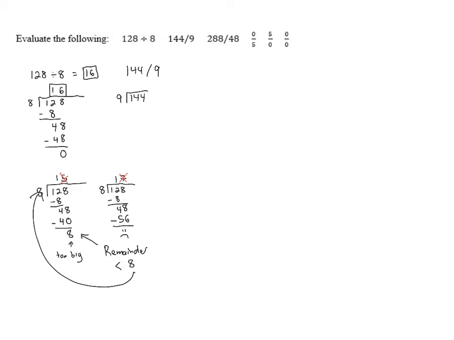9 doesn't go into 1, but it does go into 14 one time. 1 times 9 is 9. We subtract: 14 minus 9 is 5, which is good because we wanted this remainder to be less than 9. Bring down the 4. How many times does 9 go into 54? Well, 9 times 6 is 54.